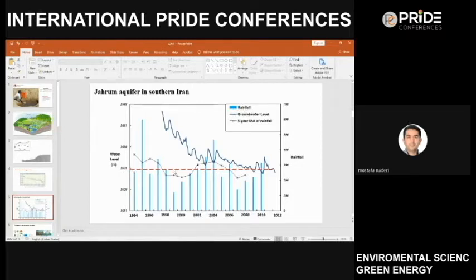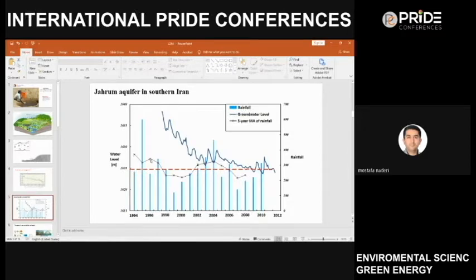This is another example, the Jahrum aquifer in southern Iran, located in an arid climate. This is the groundwater level, which shows that from 1998 it decreases rapidly, and then decreases at a lower rate. However, from 1998 to 2012, the water table dropped by about 15 meters.